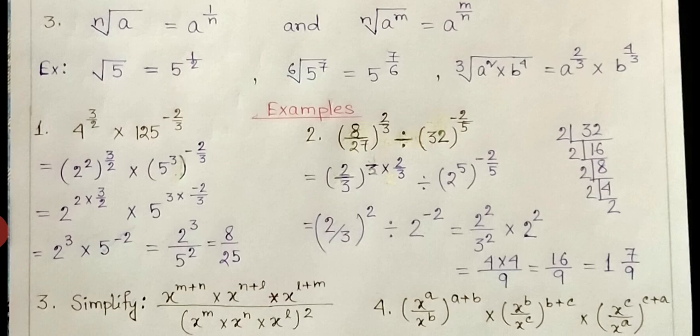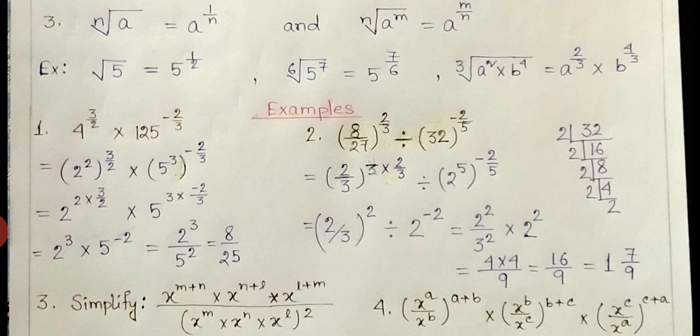Now you know the powers will be multiplied. As you can see, 2 to the power 2 into 3 by 2 into 5 to the power 3 into minus 2 by 3, and then we get 2 cube into 5 to the power minus 2. You know 5 to the power minus 2 means 1 by 5 square, and this is equal to 8 by 25.